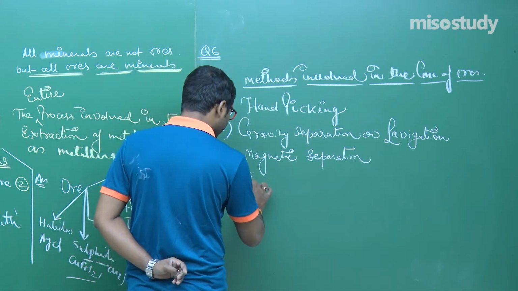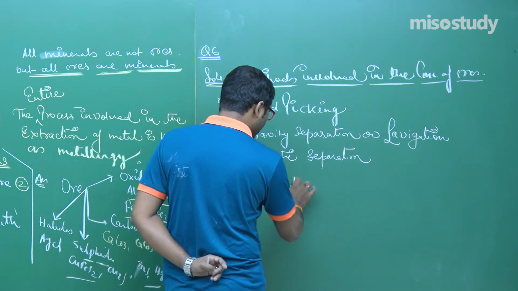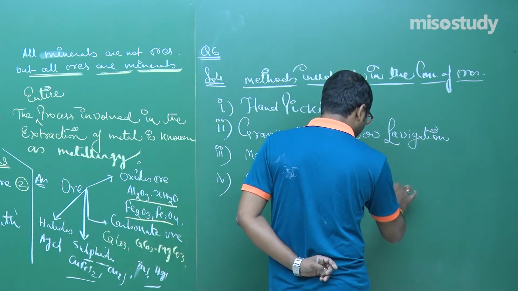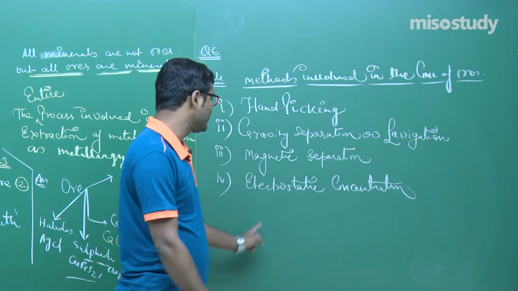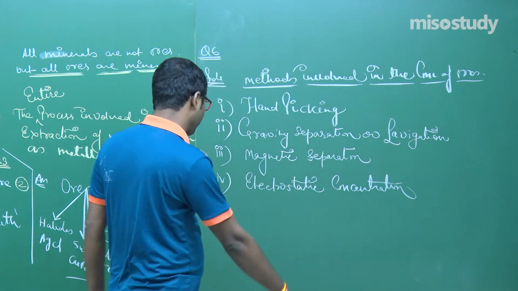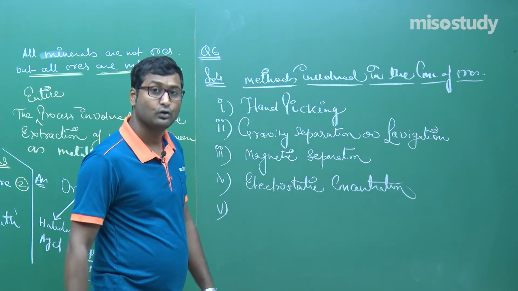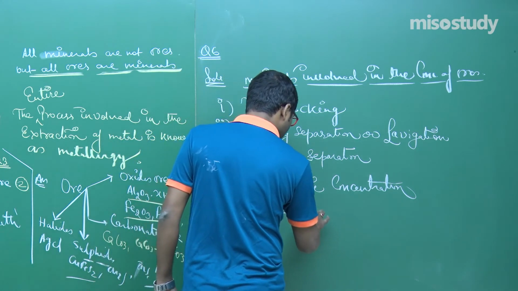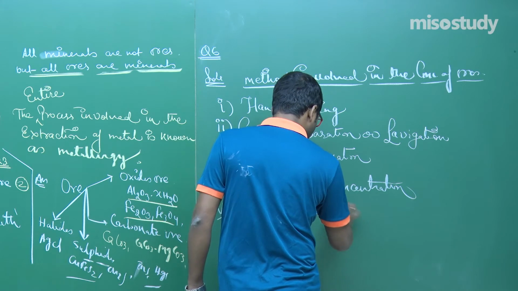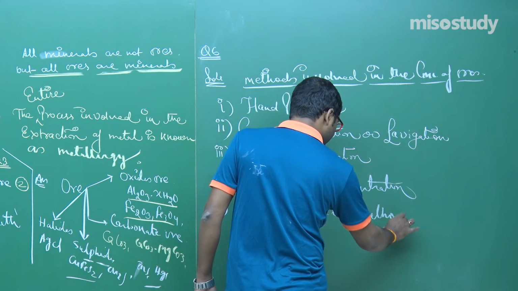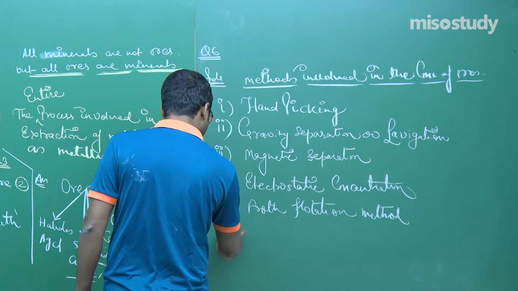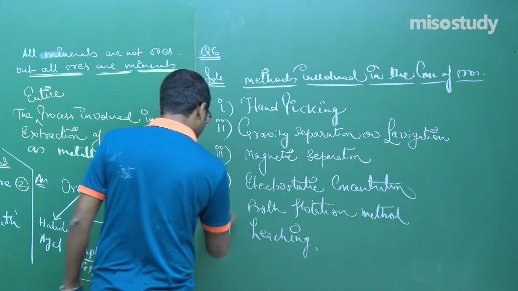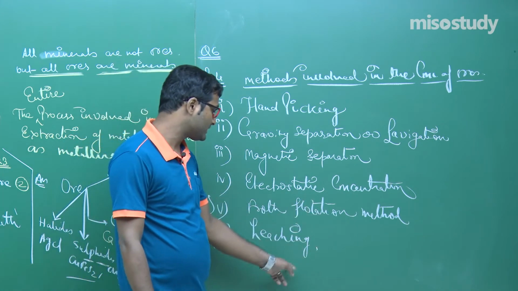The fourth one is electrostatic concentration. Clear to you? Again I am repeating, the fourth one is electrostatic concentration. The fifth one, my friend, one of the most important, is the froth flotation method. And the sixth one is leaching. These two are most important, the froth flotation process and leaching.